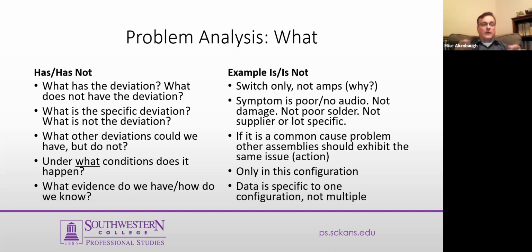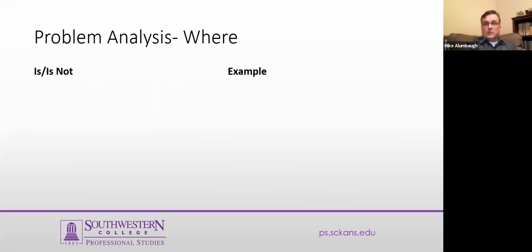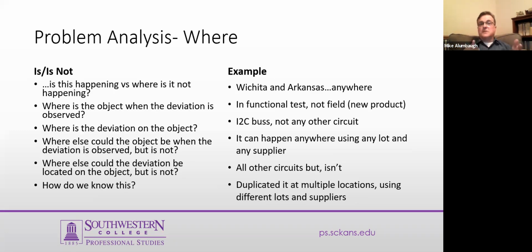What evidence do we have, and how do we know? Okay, well, the data is specific to this one configuration, and it is confined to that product. There's another situation that I'm working on right now where it's 1/4 inch tube. What I am seeing with this problem is specific to this 1/4 inch tube, everywhere it is, you're seeing this issue. But I digress. Now we're working on the where of is not, has not, does not.